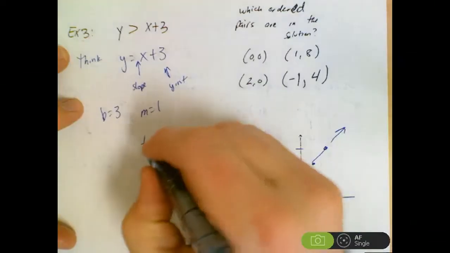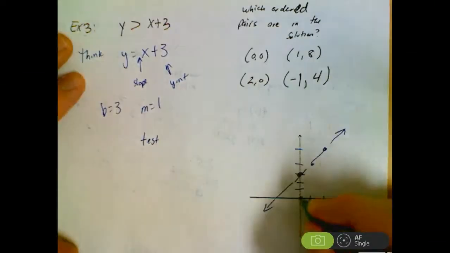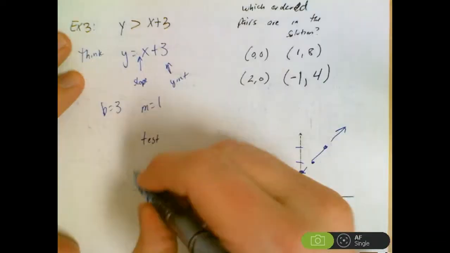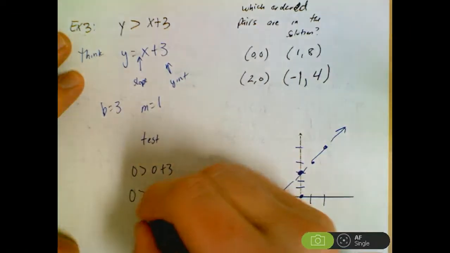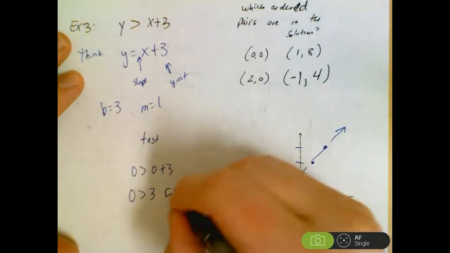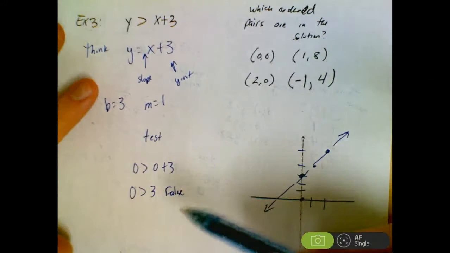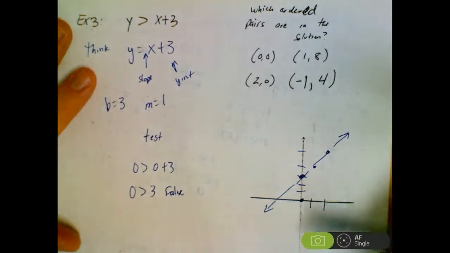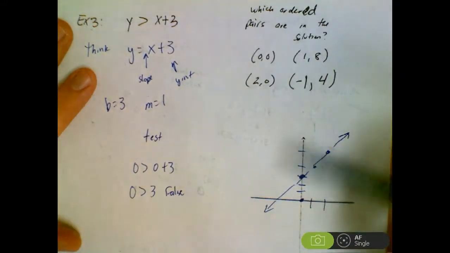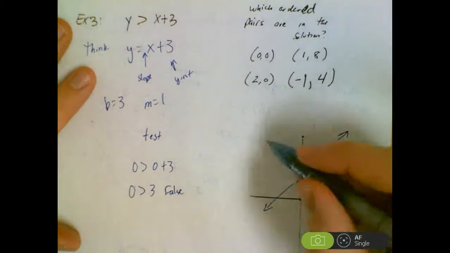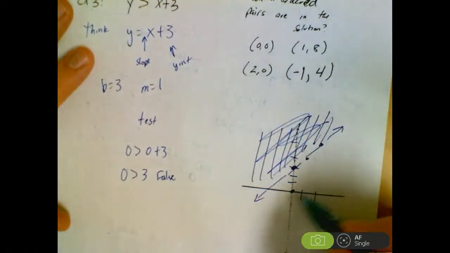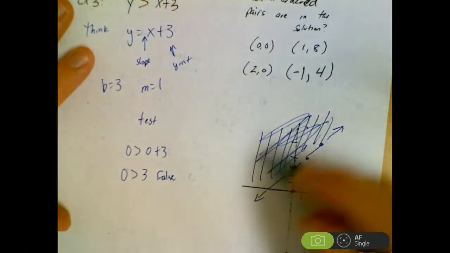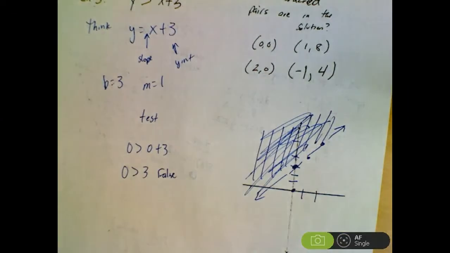And then we have to test. I'm going to test 0, 0 again because it doesn't go through that point. 0 is bigger than 0 plus 3. Is 0 bigger than 3? False. So then you ask yourself, which side do I shade? Do I shade down here where this is false, or do I shade up here where that's true? Shade up here where it would be true, because it's false down there. We can't shade down there. We've got to shade on the opposite side. So that would be graphing example 3.